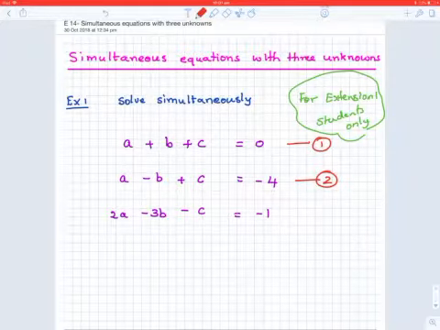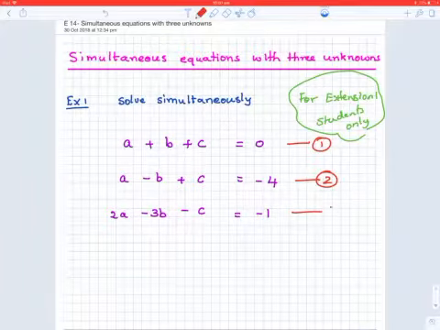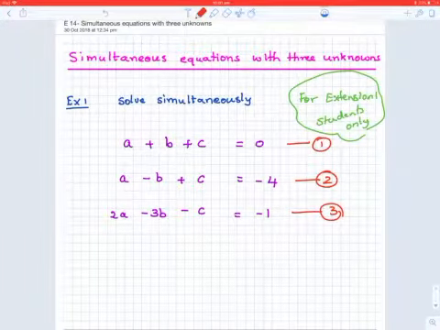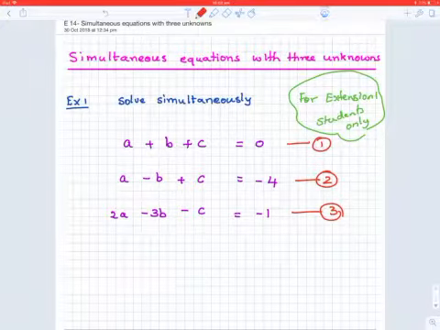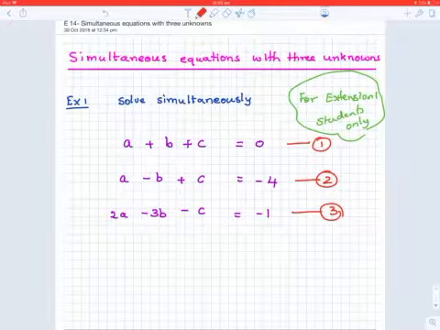So I'll start with the question. Solve simultaneously. A plus B plus C is 0, call this 1. A minus B plus C is minus 4, call this 2. And the third equation is 2A minus 3B minus C equal to minus 1, call this 3.